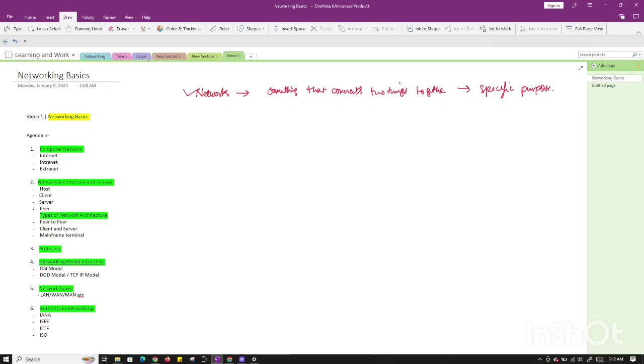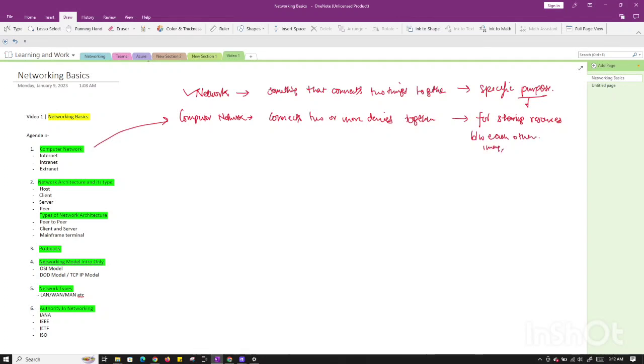From this definition, what is a computer network? A computer network connects two or more devices together. For what? What was the purpose? The purpose is for sharing resources between each other. For example, any image file, any printing things, any data, etc.